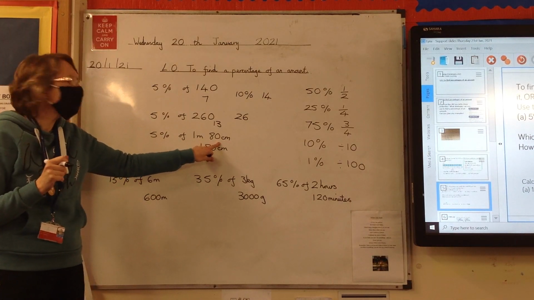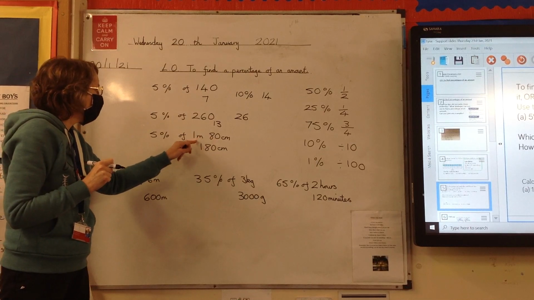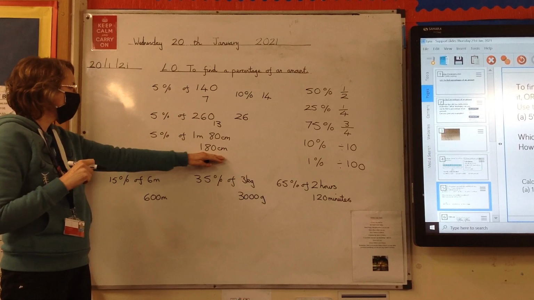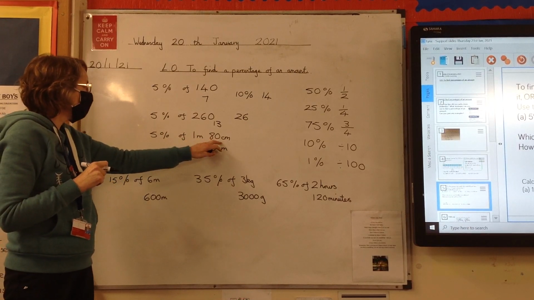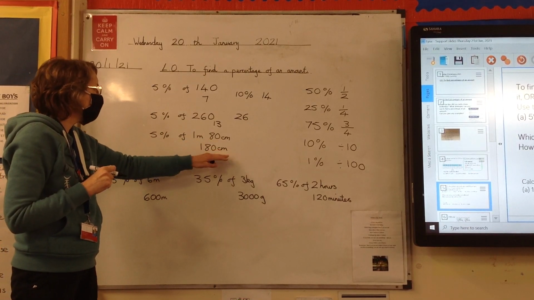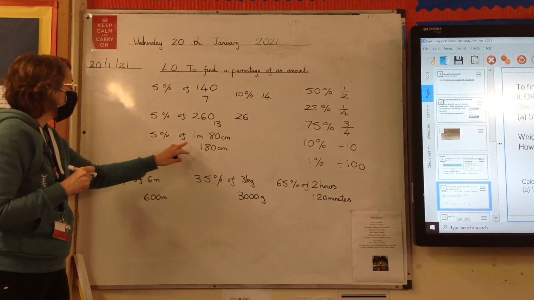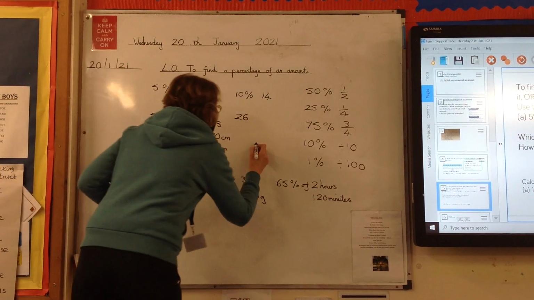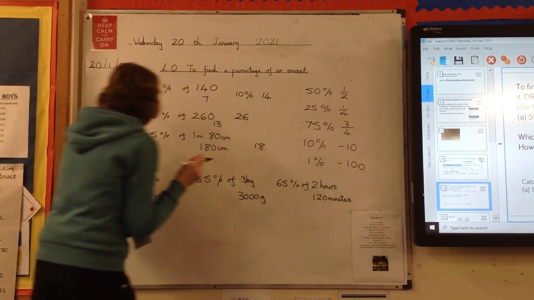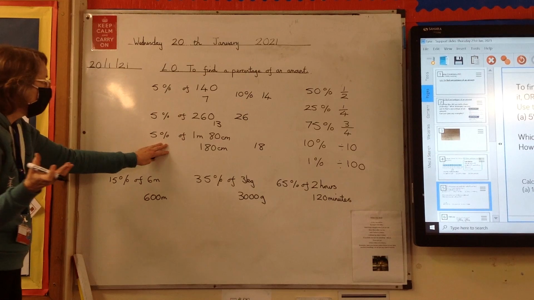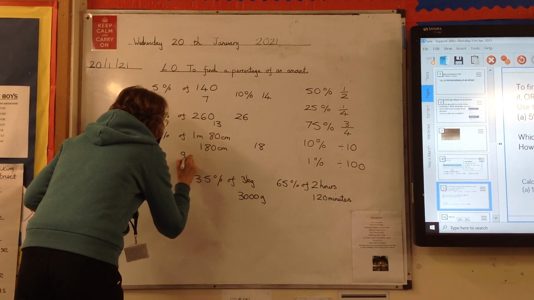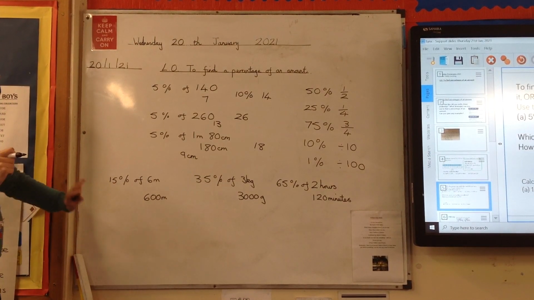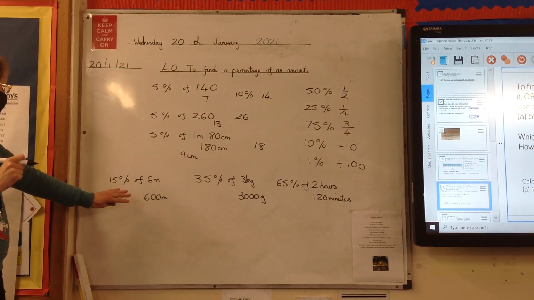Now, that's not so easy because you've got mixed units, you've got metres and centimetres. So I've converted it into centimetres. 1 metre 80 is 180 centimetres. Then it's easy to do. If you do 10% of 180, it will be 18. But we don't want 10%, we want 5%, which will be 9. And of course, we have to put the unit of measure, which is centimetres. Good. Right, then we're using that information, but we're moving on.